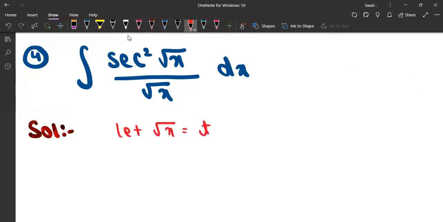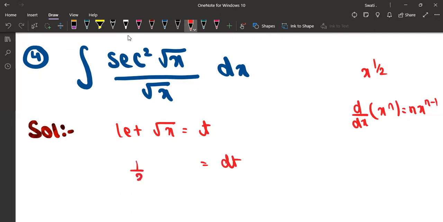If I take root x as t, now I'm going to take the derivative on both sides. What is the derivative of root x? Root x is the same as x raised to half, and we know that the derivative of x raised to n is n into x raised to n minus 1. So t becomes dt, and the derivative of root x becomes 1 upon 2, that is our n, x raised to n minus 1, that is half minus 1, that is minus 1 by 2.